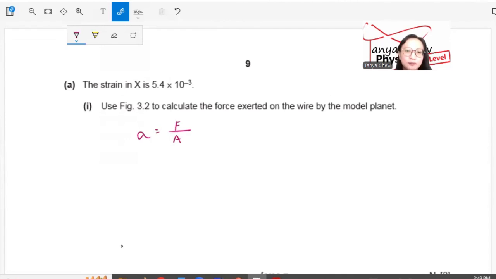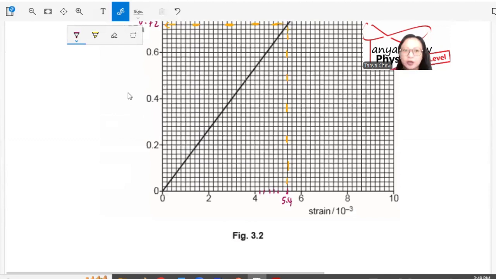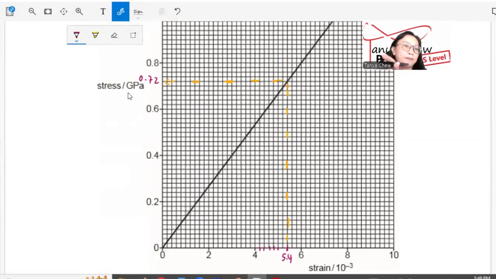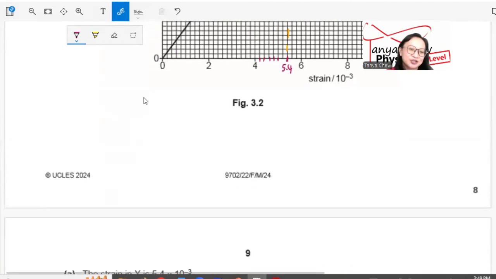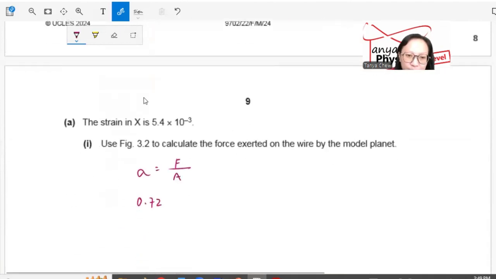Now, the stress that I got from Fig 3.2 is 0.72. But hey, what kind of careless mistake could you make here? Look at the unit. It is gigapascal. Giga means 10 to the power of 9. So you have to put times 10 to the power of 9 to avoid a careless mistake.